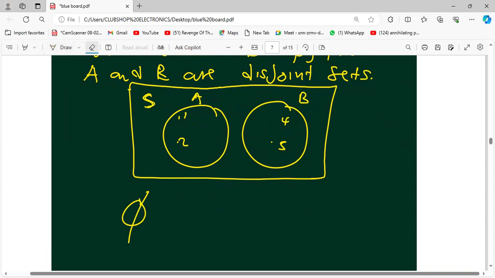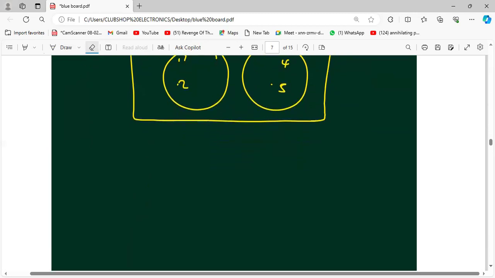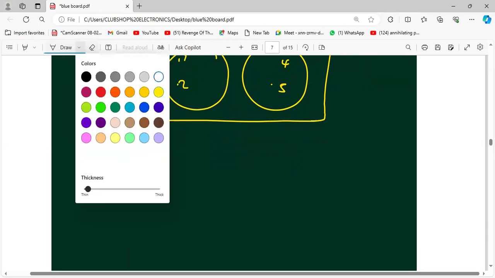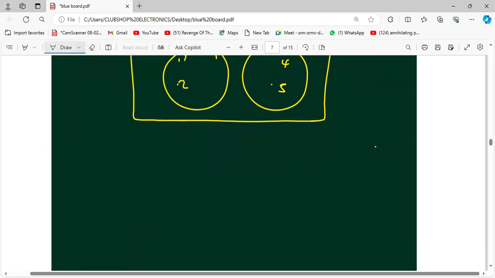I hope that is fine. These are some of the terms that we must master. So for this lesson, I think what we've covered is sufficient.